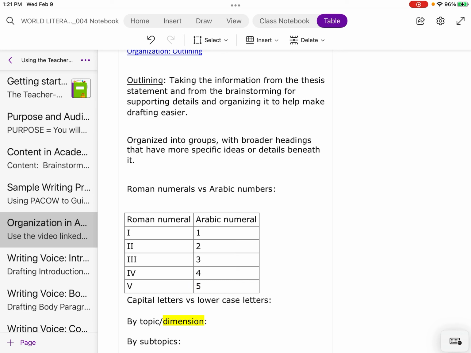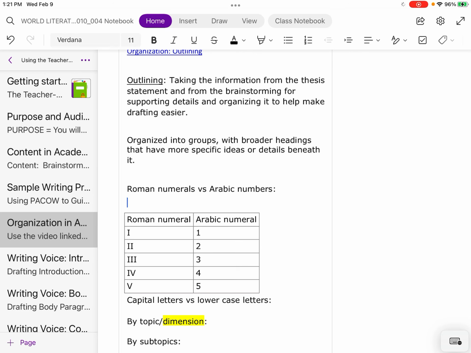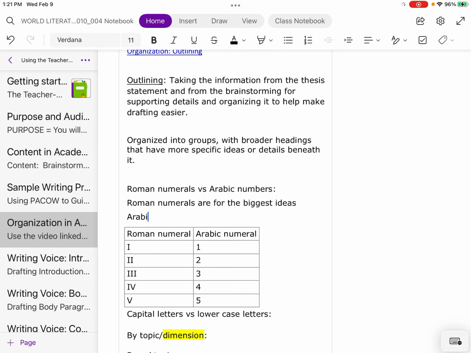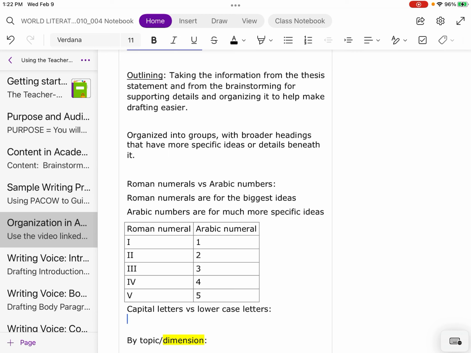So the reason why I want you to understand the difference between the two is that when I use a Roman numeral, they're for the biggest ideas, okay? The Arabic numbers are for the much more specific ideas, okay? And similar to that, after a Roman numeral comes a capital letter, and then after an Arabic number would come a lowercase letter.